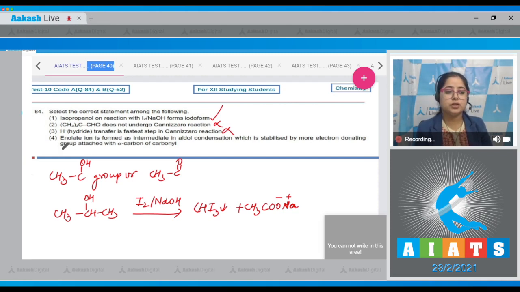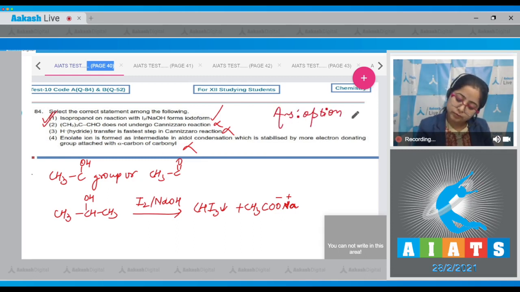Moving to the last statement, enolate ion is formed as intermediate in aldol condensation which is stabilized by more electron donating group attached with alpha carbon of carbonyl. Student, this is also an incorrect statement as the enolate ion which is formed as an intermediate in aldol condensation is destabilized by more electron donating group. So rather it is stabilized by electron withdrawing group. That means the correct answer for this question is option number 1.